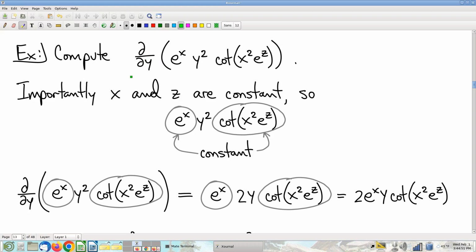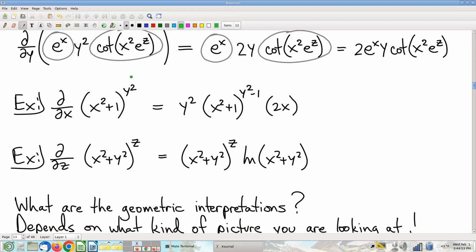Okay, so let's see a couple more examples. Here we're taking a partial with respect to x. Okay, fine. If I'm taking a partial with respect to x, that means y is a constant. That means y squared is a constant. So what I've got here is a function to the power of a constant. It looks like a function to the power of a function. But as far as this partial derivative is concerned, it isn't. It's a function to the power of a constant.